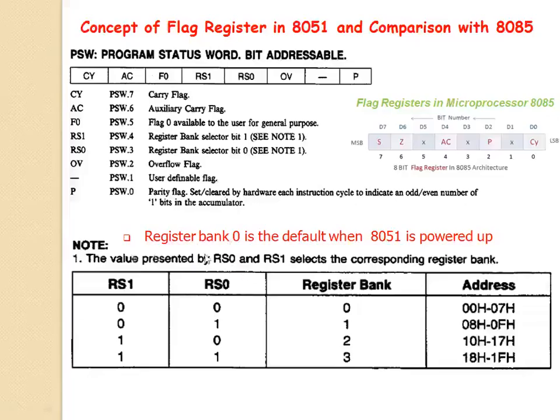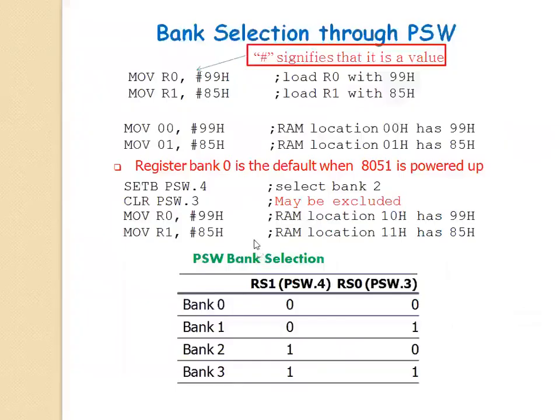I have to write the program in this way, which means I have to set a particular bit and reset a particular bit. I have considered this program intentionally, but the assembly language programming technique will be discussed in the third lesson. But here you see MOV R0, hash 99. The immediate data is preceded by a hash symbol, which signifies that it is a value, so 99 is the value.